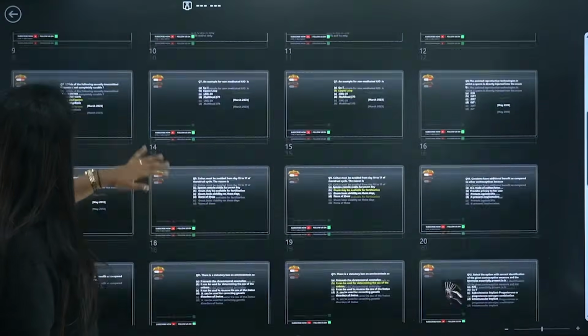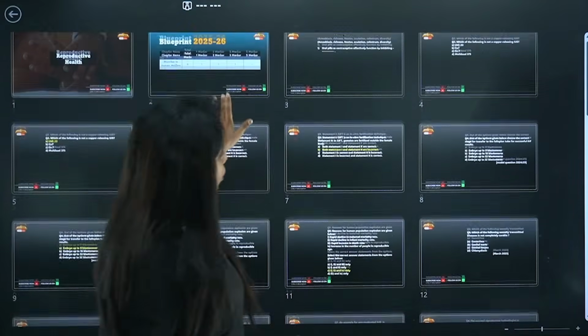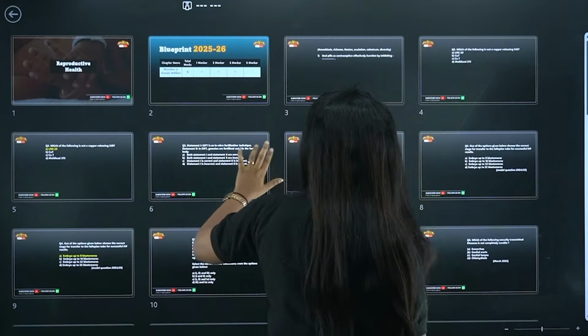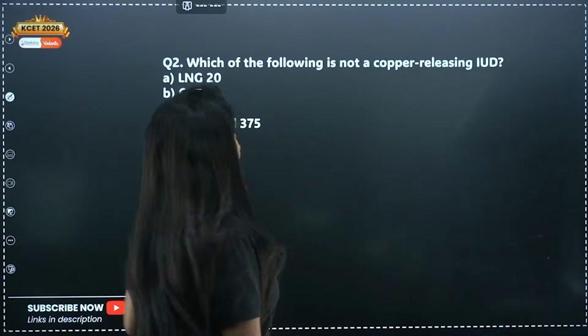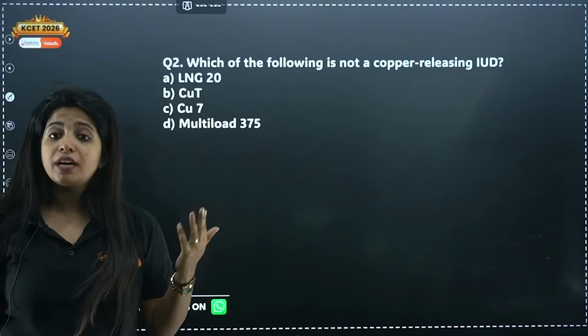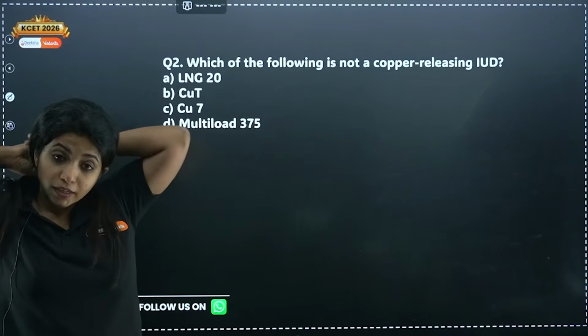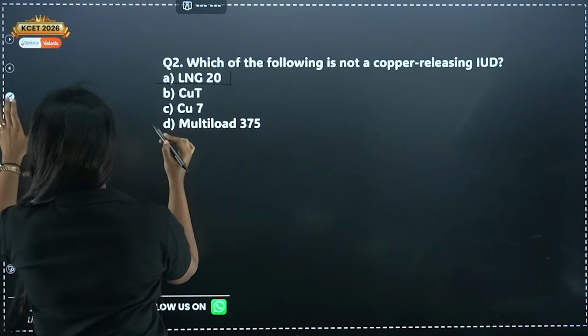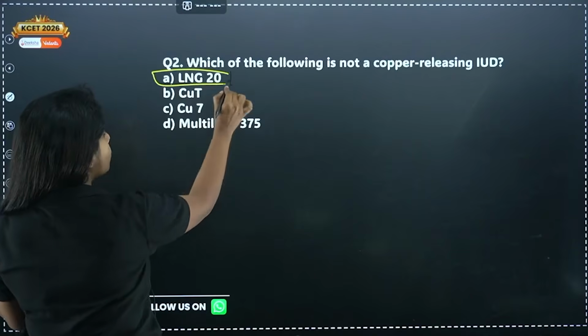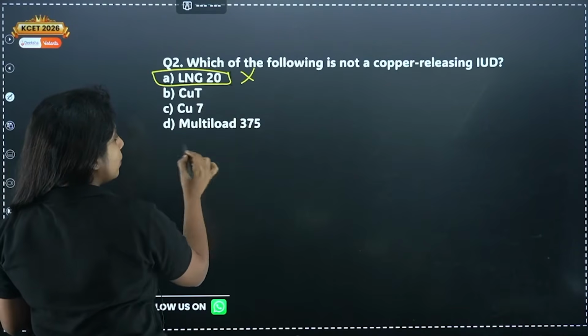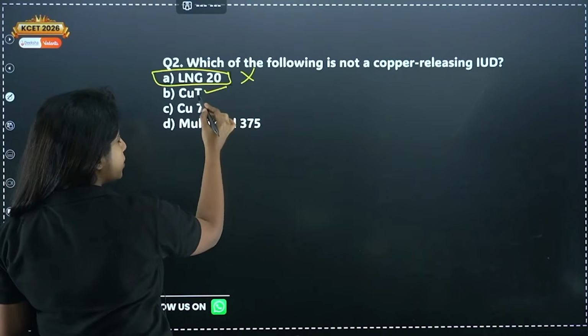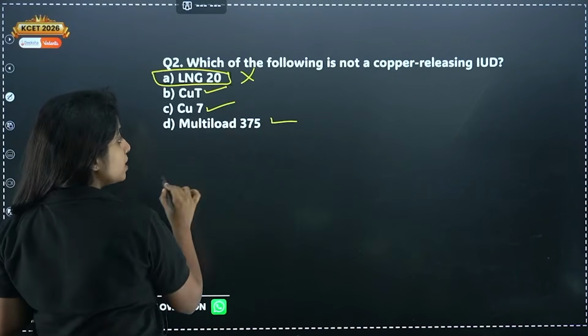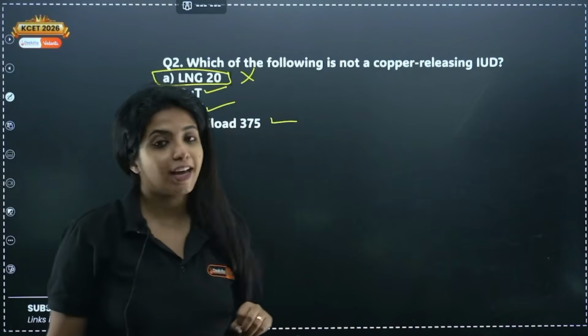Now going back to the question that we were solving. Which of the following is not a copper releasing IUD? LNG20, my dear children, we all know it is levonorgestrel. It is a hormone releasing IUD. So this one is the odd one out. CuT or Cu7 or multiload 375, they are all copper releasing IUDs.